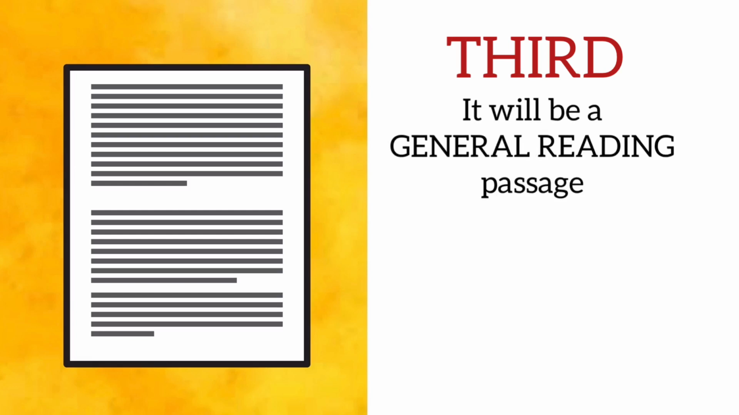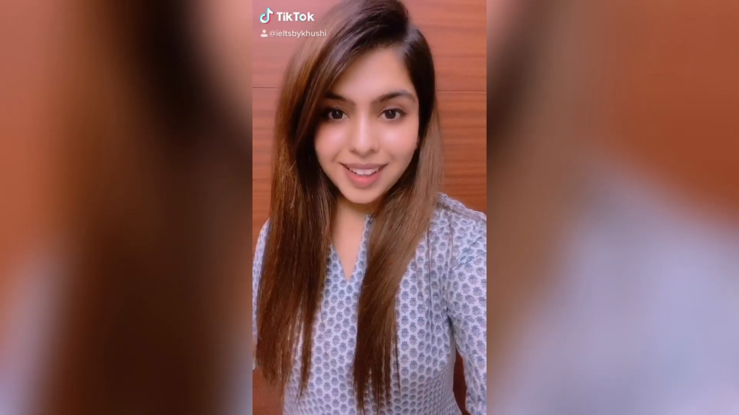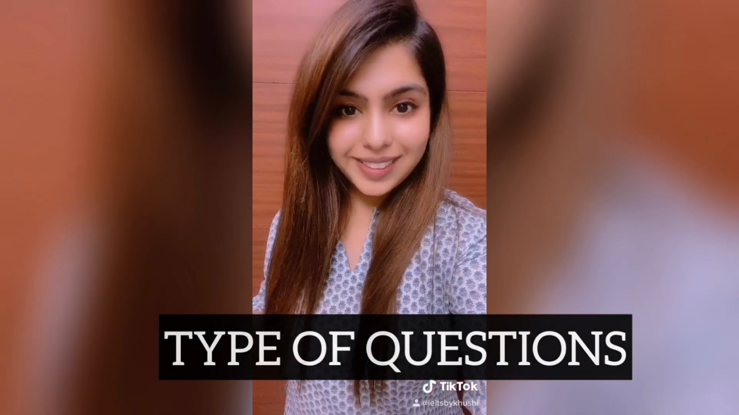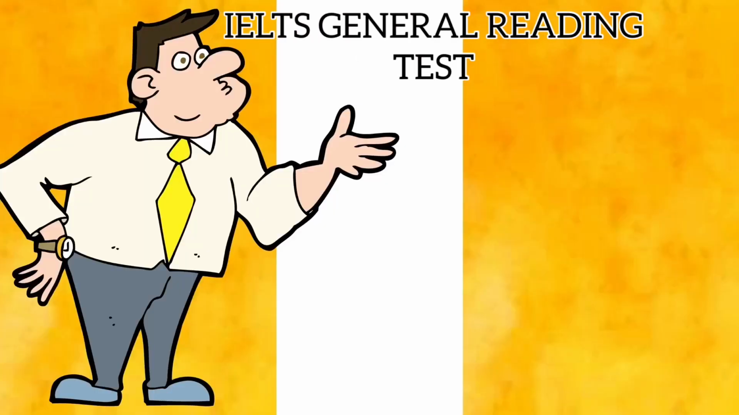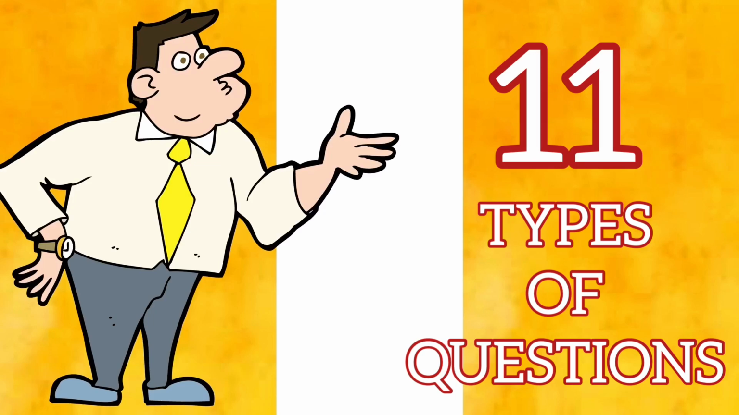Third passage will be a general reading passage. This section focuses on more advanced text that features more difficult structures. These materials have more of a general context and can include books, magazines, and newspapers. Let's see what type of questions you will come across during this test. In IELTS General Reading Test, you will come across 11 type of questions.